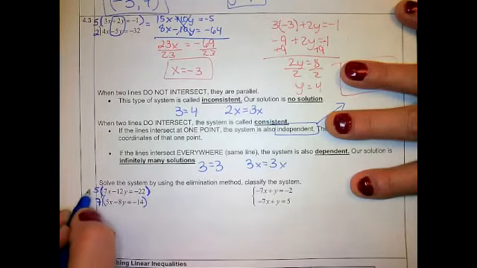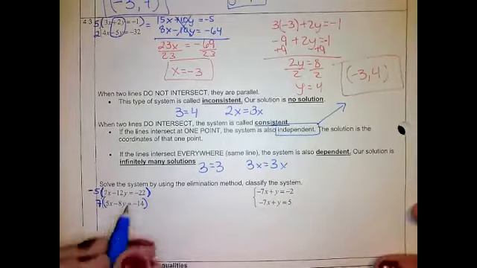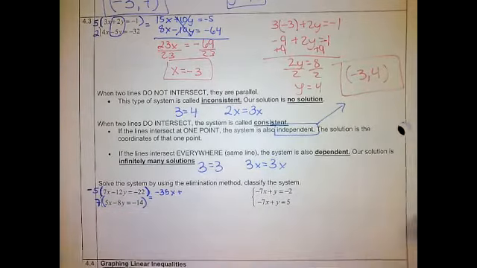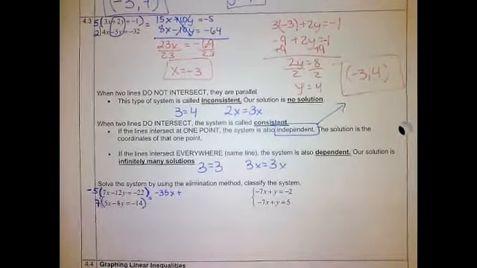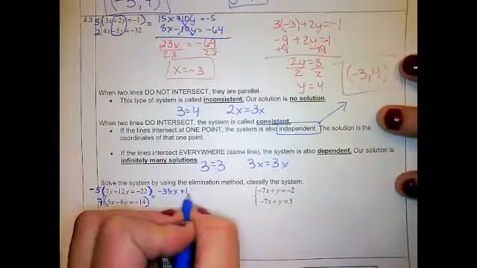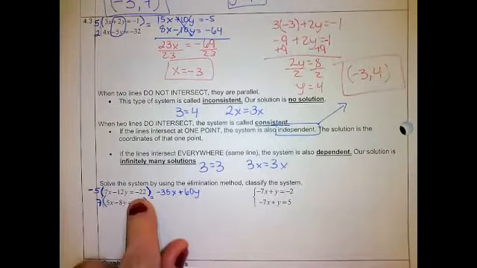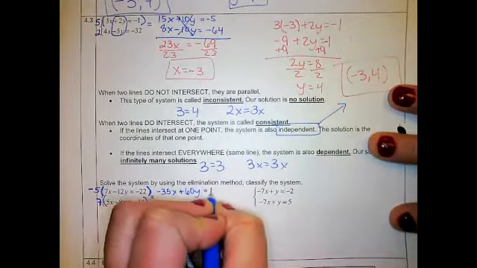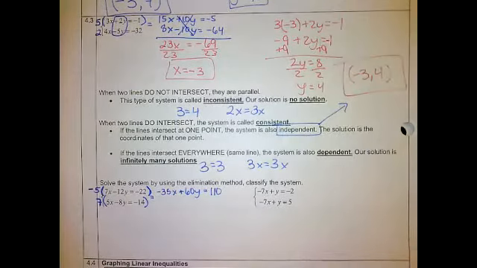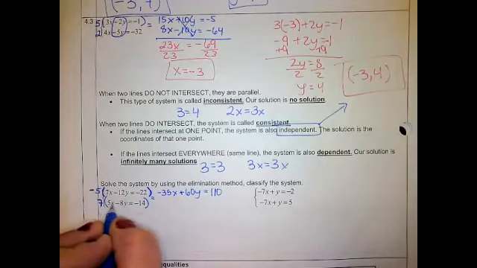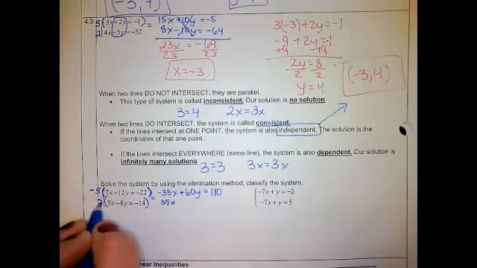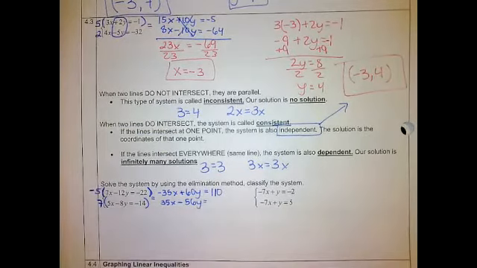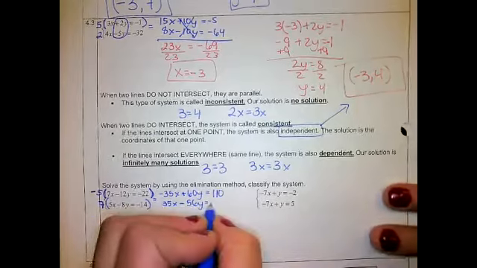Now these both have the same sign, so I need to change the sign on one of them. It doesn't matter which one. So that's going to be negative 35x plus 12 times 5, which is 60y. And 22 times 5 is 110, and that's a negative and a negative, so that's going to equal positive 110. And let's go ahead and do the bottom one. So 7 times 5x is 35x. 7 times negative 8 is negative 56y. And 7 times negative 14 is negative 98.